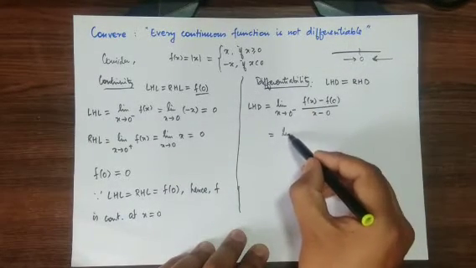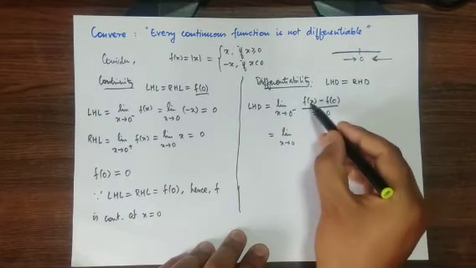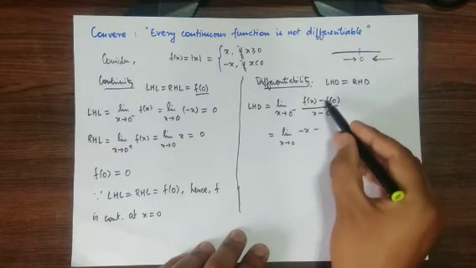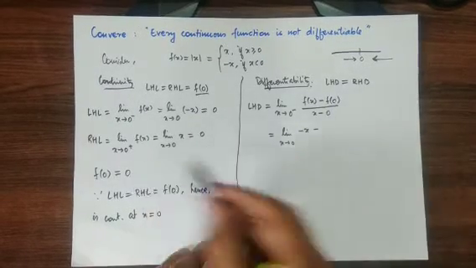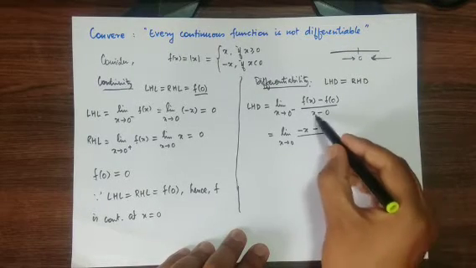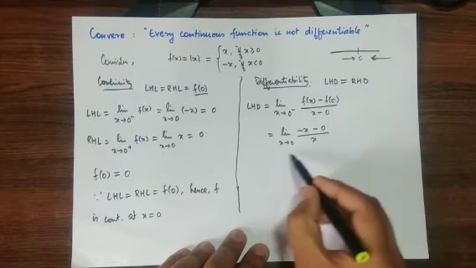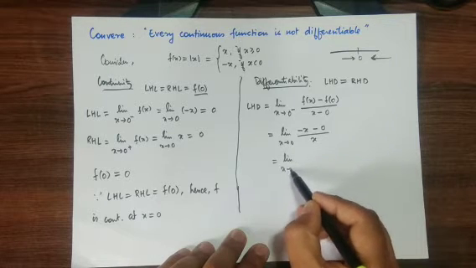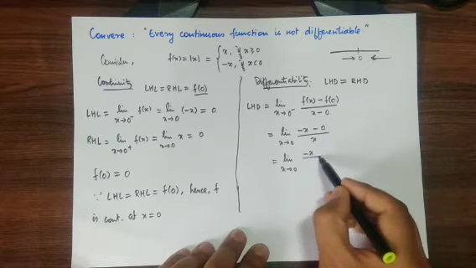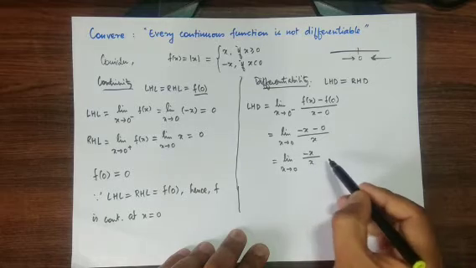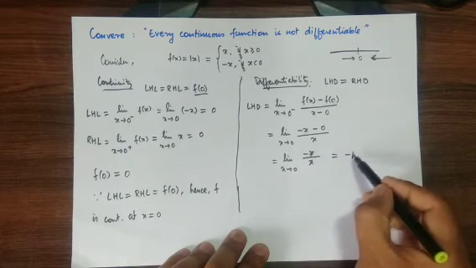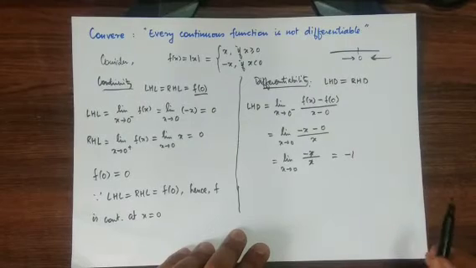So we have limit x tends to 0, f(x) becomes minus x, minus f(0). And how much is f(0)? f(0) is 0, and minus x minus 0 is minus x. So this is equal to limit x tends to 0 of minus x by x. How much is this? This and this get cancelled, so only minus 1 is left. So my left hand derivative is equal to minus 1.